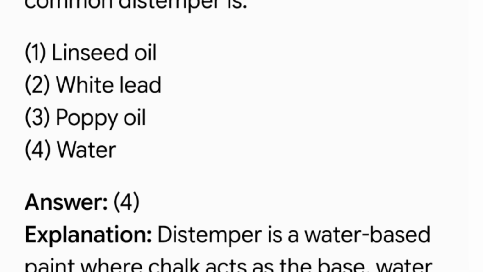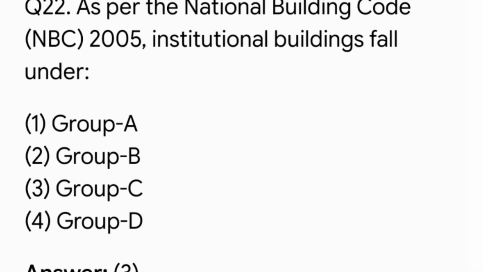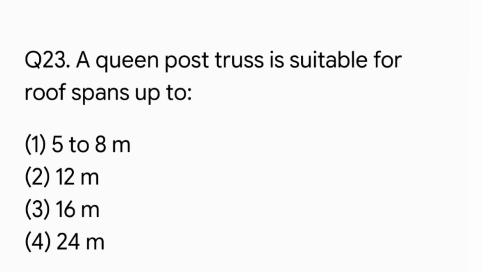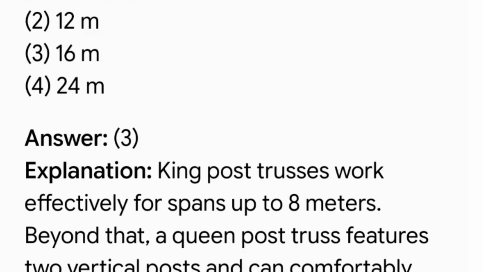Next question. The carrier fluid used in the case of common distemper is? Correct answer: water. Next question. As per the National Building Code 2005, institutional buildings fall under? Correct answer: group C. Next question. A queen post truss is suitable for roof spans up to? Correct answer: option 3, 60 meters.